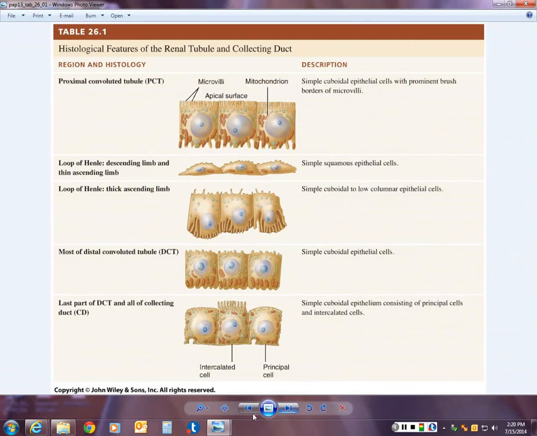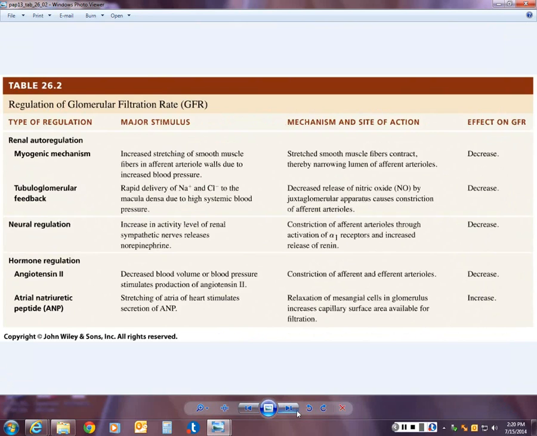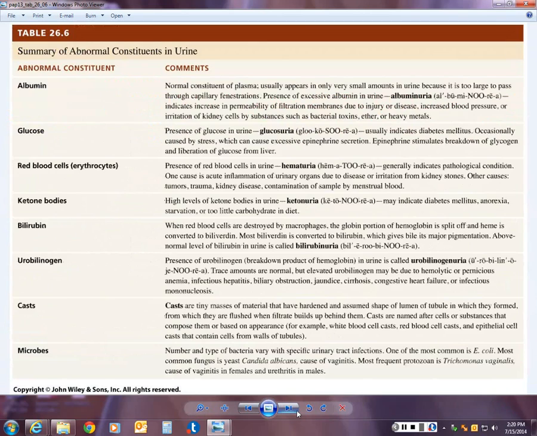Now, I want to just take a quick, if I can get to my chart here. I don't have it in this one.